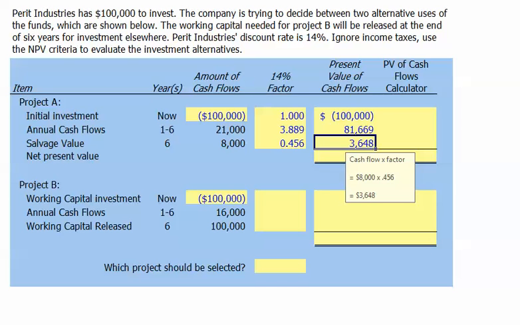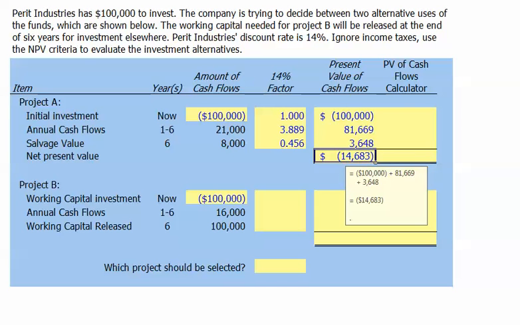$3,648. Adding together all of our present values, or taking our present value of our cash inflows minus our initial cost, we get a net present value for Project A of negative $14,683. This isn't a good project. Let's go ahead and calculate the present values using our financial calculators.